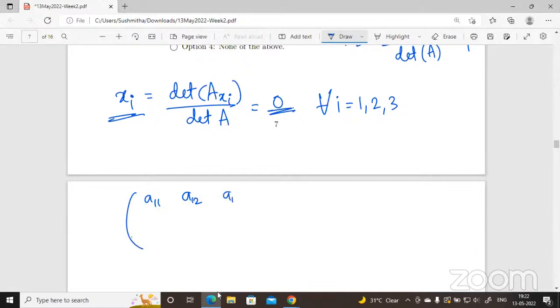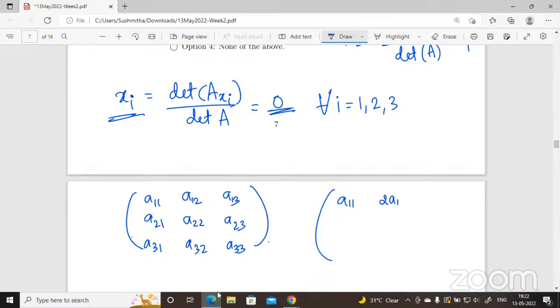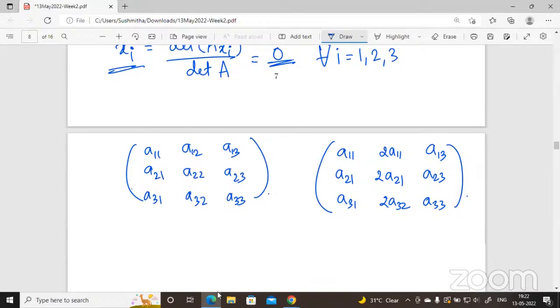When can you get this as the solution? B is 0. So determinant of A is non-zero: A11, A12, A13, A21, A22, A23, A31, A32, A33. When this is the matrix, the determinant is not 0. But whenever you replace any one of the columns with one particular vector, and that vector is fixed, what is the determinant of this matrix? 0, ma'am. Yes, because one column is a scalar multiple of the other.